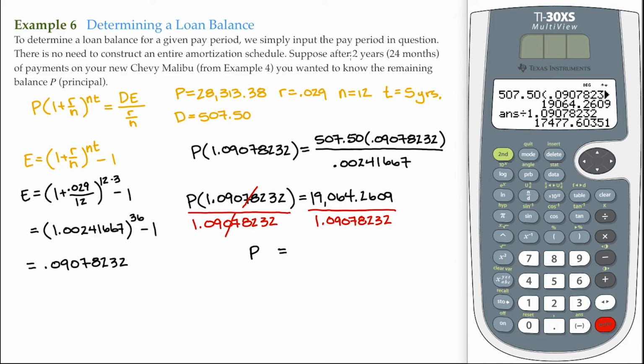So after 2 years of payments, how much is still needed to be paid off for the Chevy Malibu? $17,477.60. The same could have been found using an amortization schedule, except for the amortization schedule, you would have to have filled out 60 different slots. Here, we just cut right to it. And there you go.